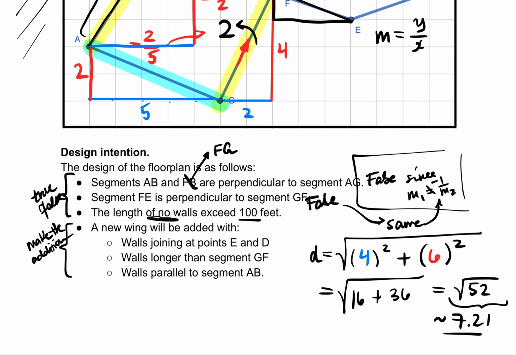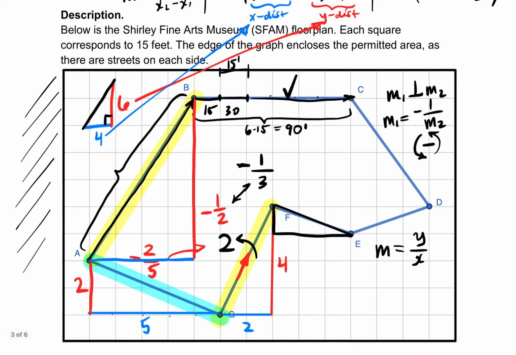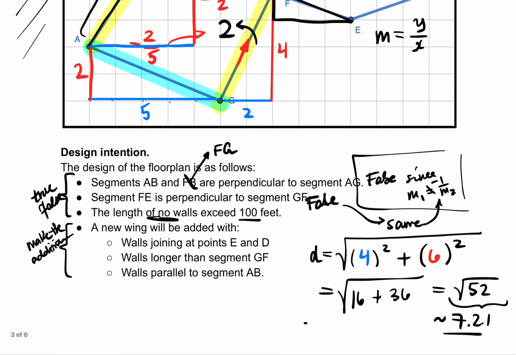Now that we know it's 7.21 tiles across from A to B, how many feet is that? We need to multiply the distance across here that we just found by 15 feet, because there's 15 feet in each square. So 7.21 times 15. In my calculator, it says about 108.16 feet. Since that's greater than 100, you would say this is also false. So actually, all three of these are false. This is not a very well-made museum by Mr.